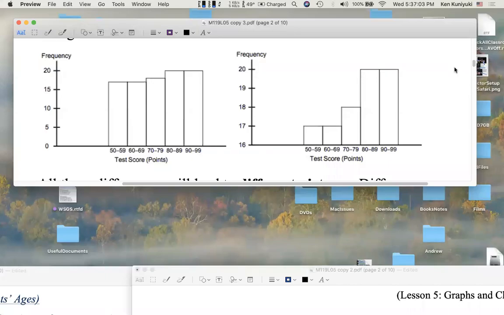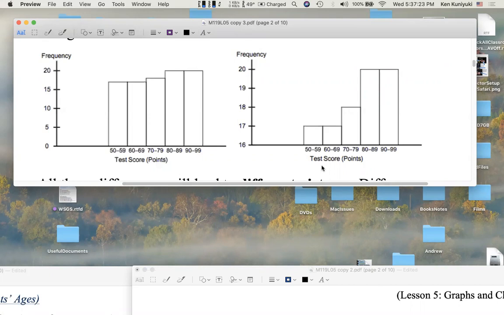Hi everyone, let's play a little game here with frequency histograms. Let's say a standardized test is given at a high school. Teacher A over here and teacher B over here both teach statistics classes, and they both administer the standardized test to their two classes.